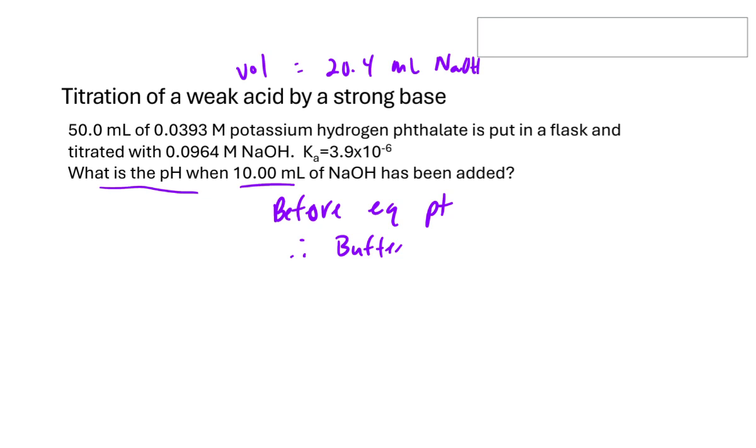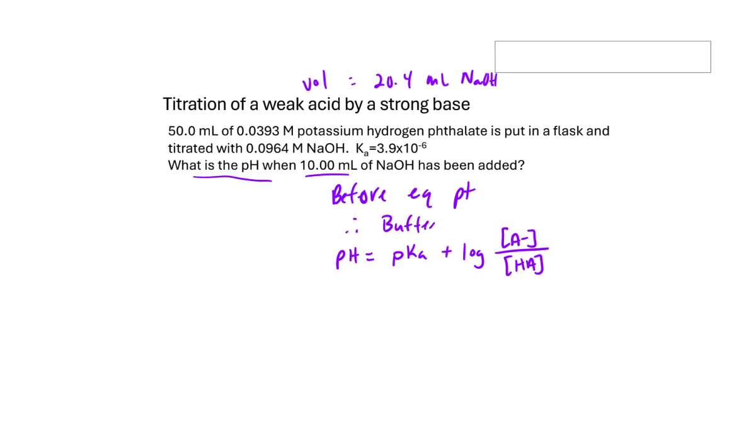The Henderson-Hasselbalch equation is pH equals pKa plus log of the concentrations of A minus over HA. We need to know what these concentrations are. And in order to figure that out, we need to know how many moles of A minus and HA are in solution in the total volume, and so we can calculate those concentrations.